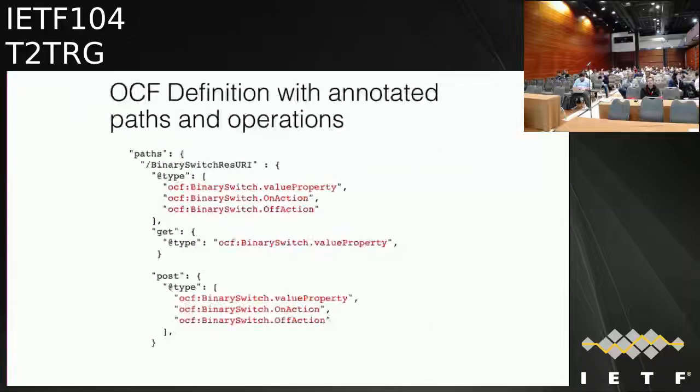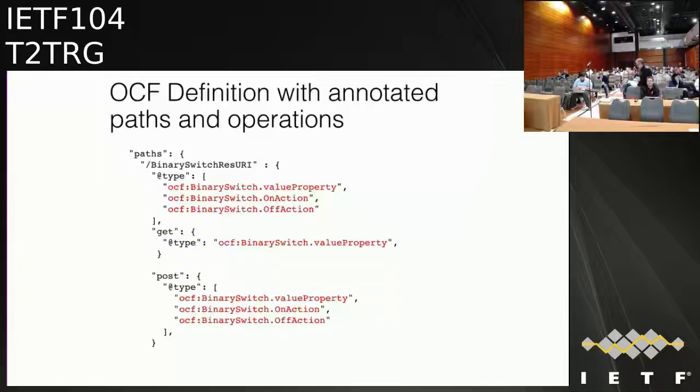Yeah, so here's an example of a protocol binding. This is a fragment of a Swagger file, an OAS 2.0. And it says this resource has a path. This is the path of the resource, and it has get and post operations. And what we've done is added annotations to say at type, which means that the semantic type sort of tags these things. So what you know is that this URI exposes a value property, and it's also where you go to do an on action and an off action.